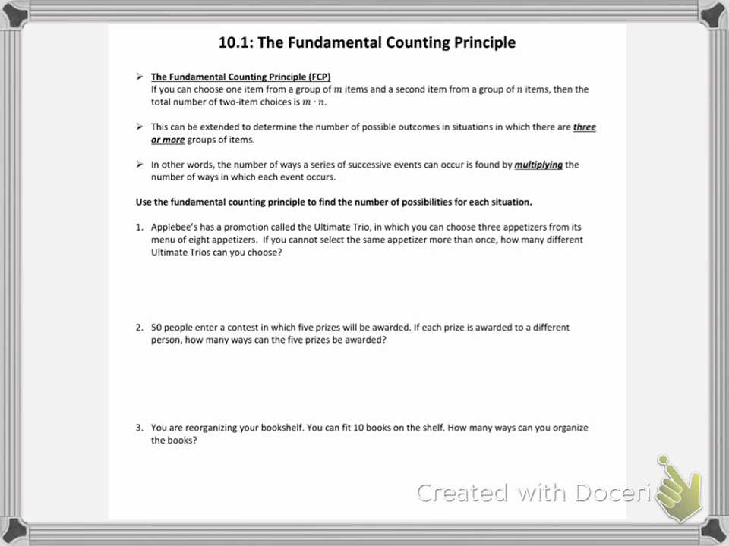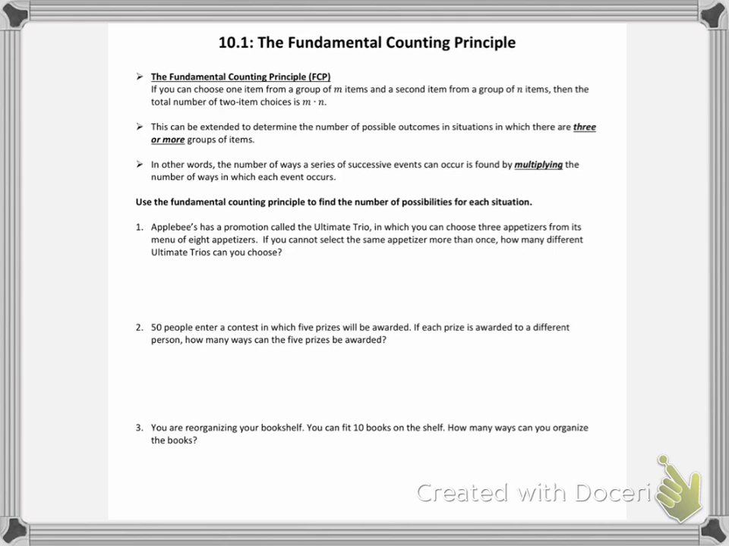First example here, Applebee's has a promotion called the Ultimate Trio, in which you can choose 3 appetizers from the menu of 8 appetizer options. If you cannot select the same appetizer more than once, how many different Ultimate Trios can you choose? So ultimately, this question is saying, hey, you've got 8 things you can order. You have to order 3 of them to do this ultimate trio. You're not allowed to repeat your options, so you can't get 3 orders of mozzarella sticks or fried pickles or whatever you want. You've got to get something different with each appetizer.